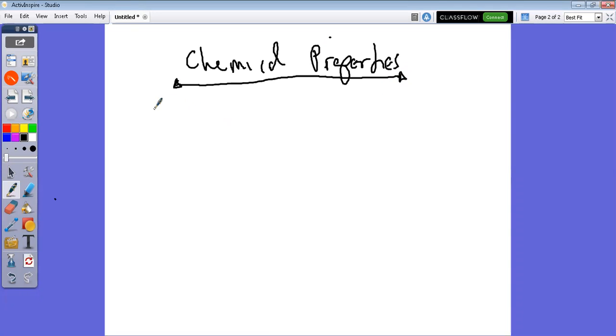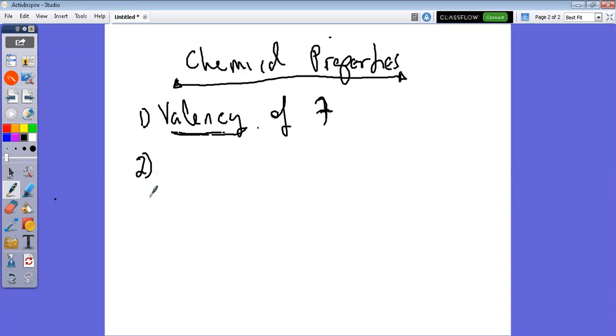Now let's look at the properties of group 7. Number 1, they have a valency of 7. All group 7 elements have a valency. Who remembers what valency means? It's the number of electrons in the outer shell. Yes, it's the number of electrons in the outer shell. So they all have a valency of 7, that's why they're called group 7. Are we together? They have a valency of 7.